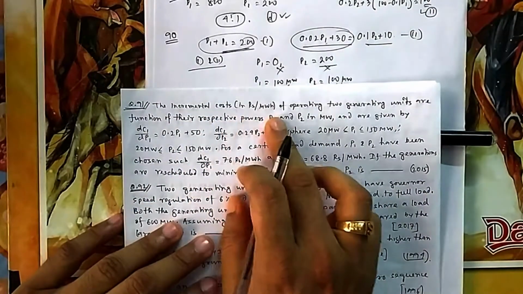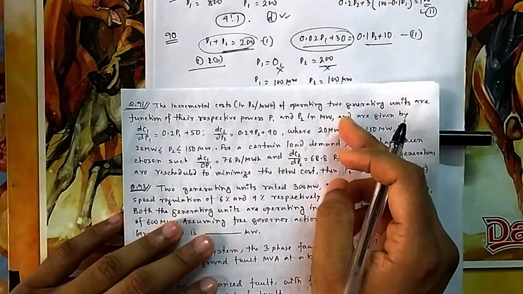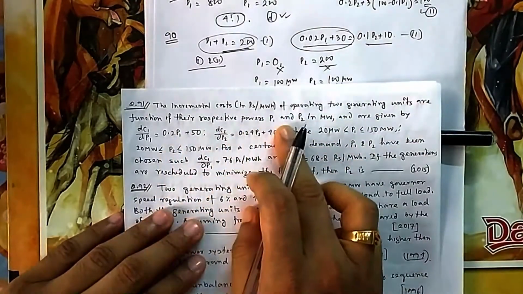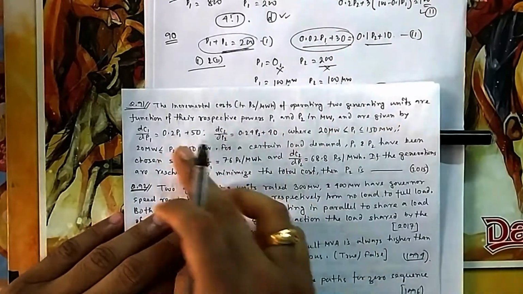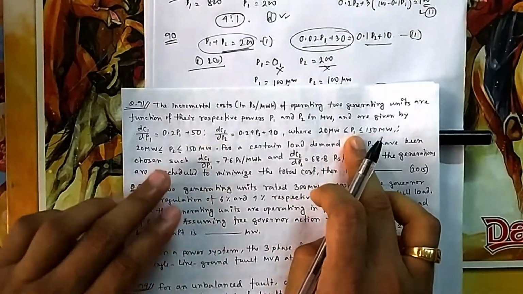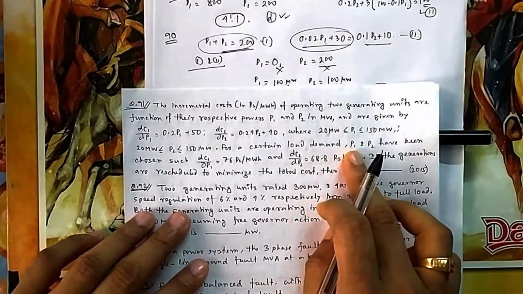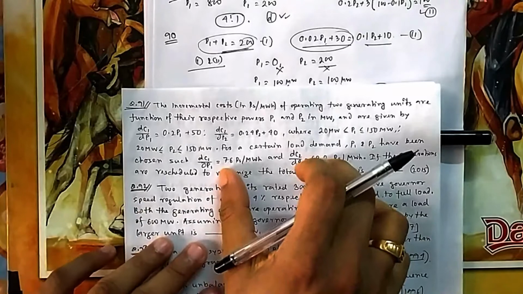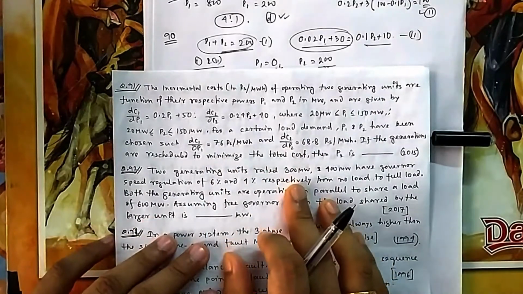In question number 91, the incremental costs in rupees per megawatt hour of operating two generating units are functions of their respective powers P1 and P2 in megawatts, and IC1 and IC2 are given, with the P1, P2 ranges given. For certain load demand, P1 and P2 have been chosen so that IC1 is this much and IC2 is this much. So they are not equal. That means it was not economic operation.